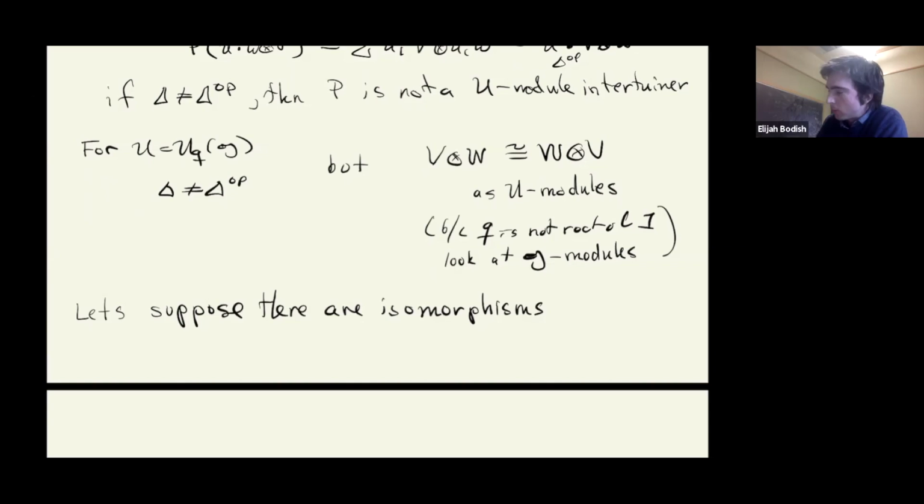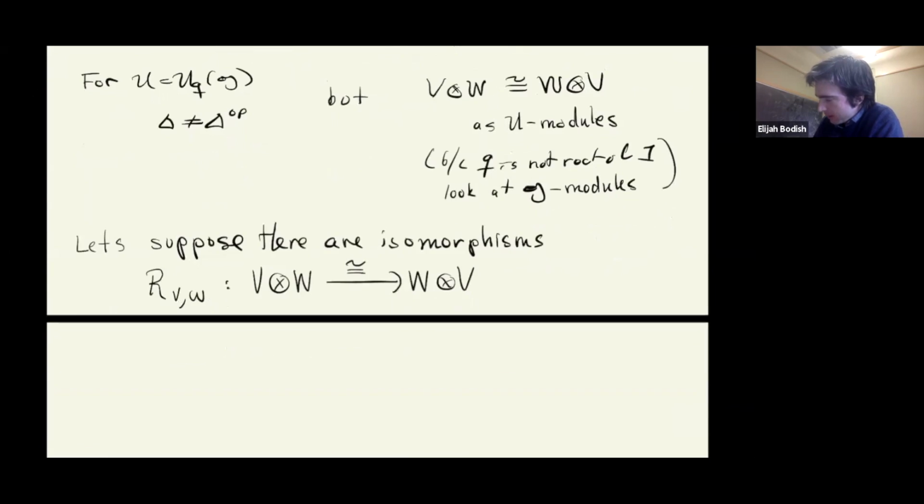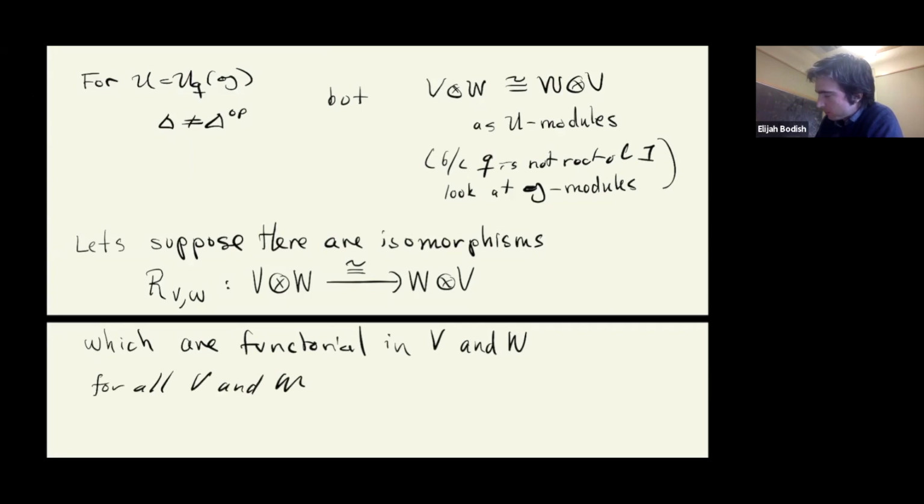Excellent. So we're just going to suppose that there are isomorphisms R sub VW from V tensor W to W tensor V, which are functorial in V and W. There's an awkward thing in the motivation part: eventually we're not going to get this for all V and W, only for finite dimensional type 1 representations, but for now we'll say for all V and W, with the caveat that this is for motivation only.